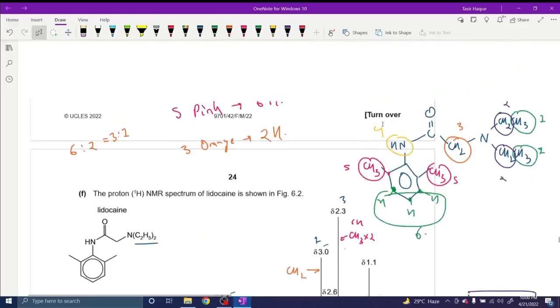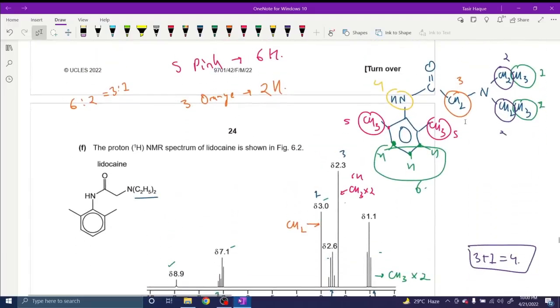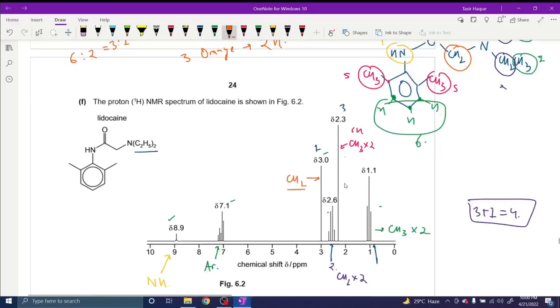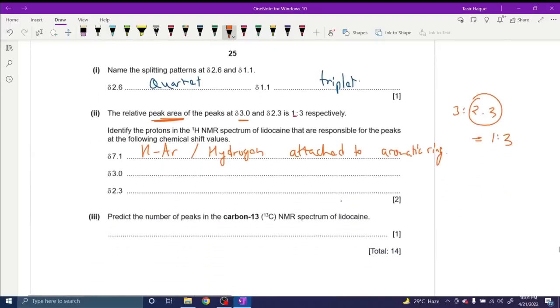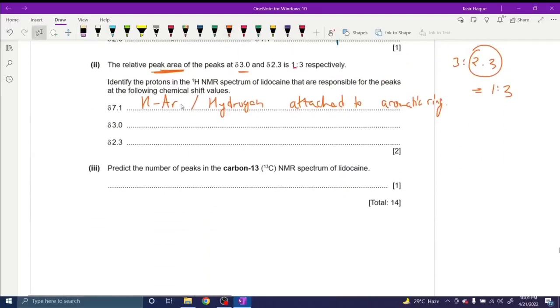The peak at 3, the orange one, CH2. If your alkyl group is attached to an electronegative atom like carbonyl or nitrogen, you need to mention that. Since it's next to a carbonyl, we're going to mention that, and the value will fit that range. So alkyl next to carbonyl, 2.2 to 3, fits that chemical shift. So you can either say CH2CO, or alkyl next to C double bond O.